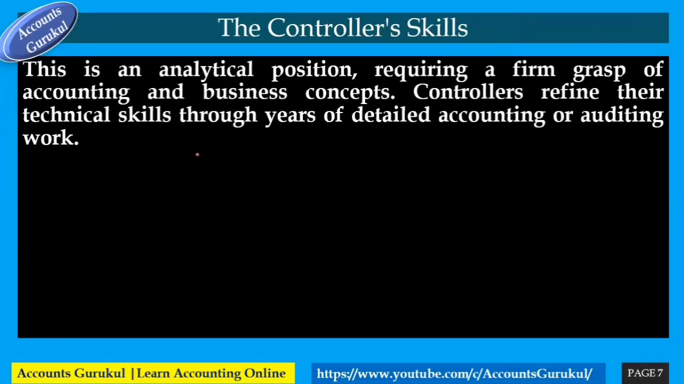The controller skills: what skills are required from the controller? This is an analytical position requiring a firm grasp of accounting and business concepts. Controllers refine their technical skills through years of detailed accounting or auditing work. Because this is an analytical position, we have to play with the numbers, requiring a firm grasp of accounting and business concepts. So he has to know the business concepts of the organization and be good with analytical numbers.